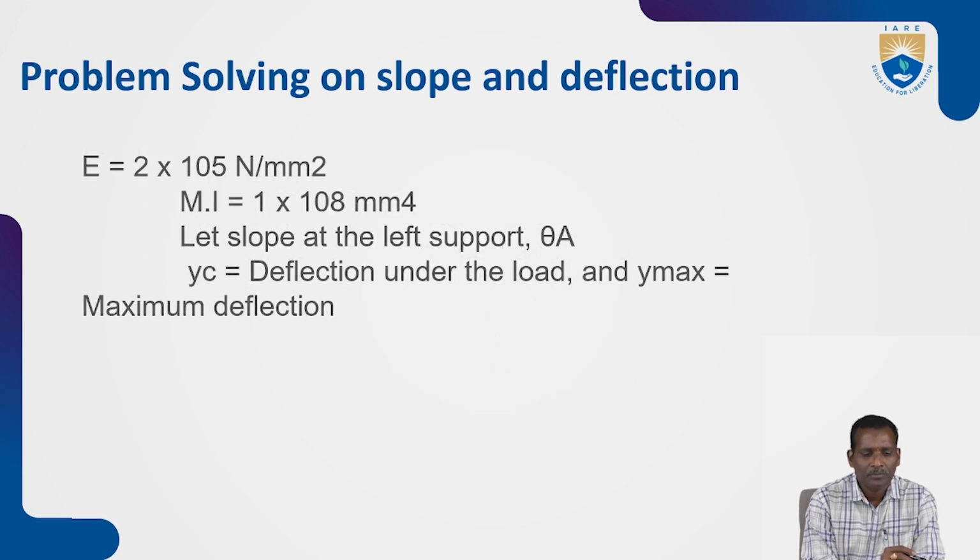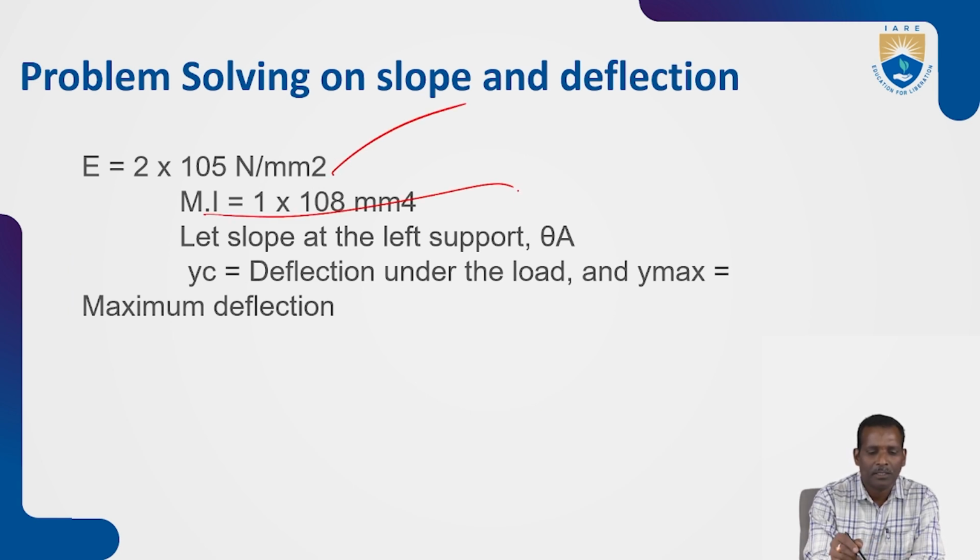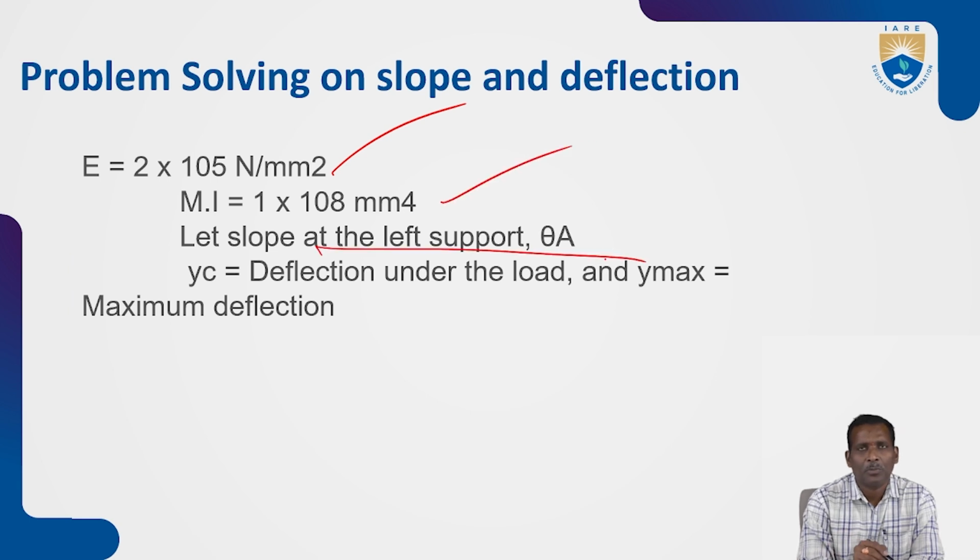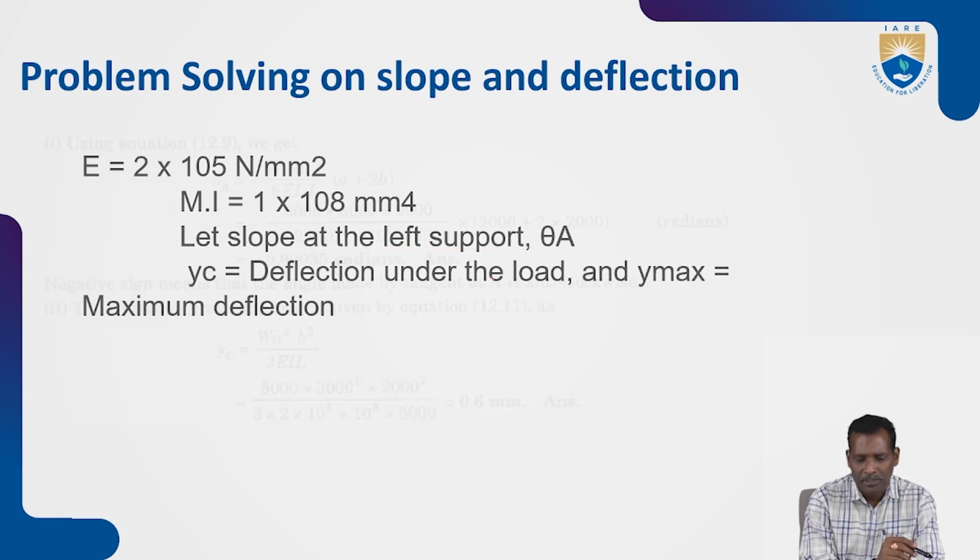So now apply the slope equation and deflection. E and the moment of inertia are already given. Let's find the slope at the support A, theta A, and the deflection under the load, and Y maximum, the maximum deflection, and calculate.